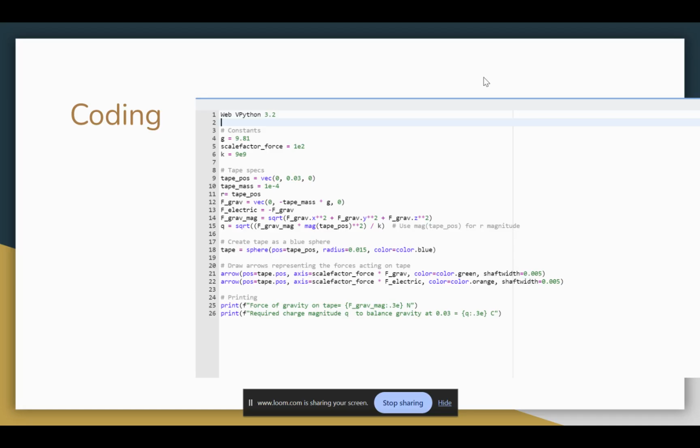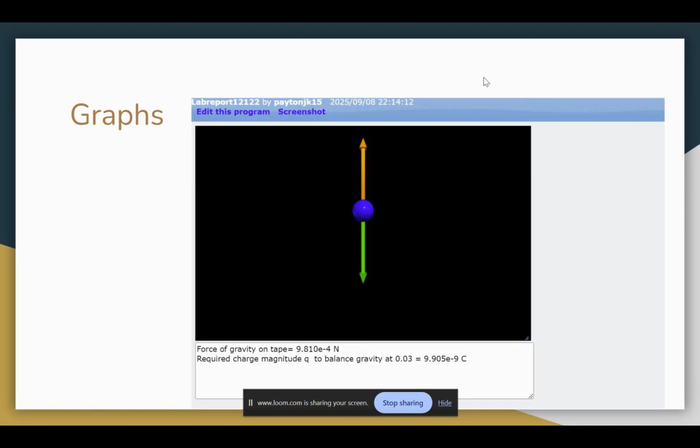And then even further below that, we see it generating my actual digital force balance, which we can see right here. The ball represents a piece of tape, and we can see the force of gravity is the green arrow pulling it downward. The electric force is the orange arrow propelling it upward. The force of them will both be the same at 9.8 times 10 to the negative fourth newtons, and the required charge magnitude I found to be 9.905 times 10 to the negative ninth coulombs.